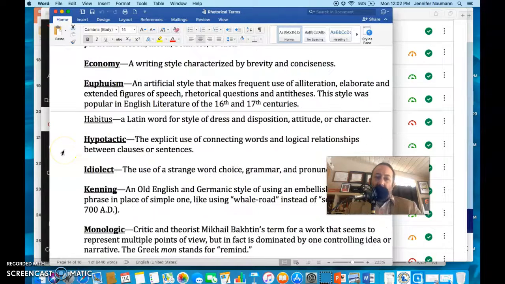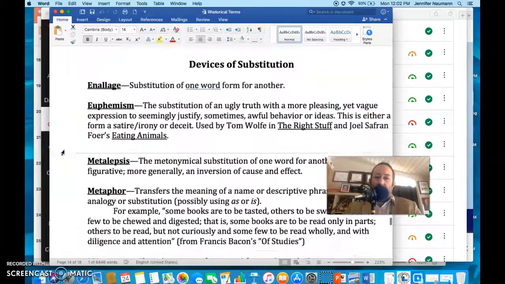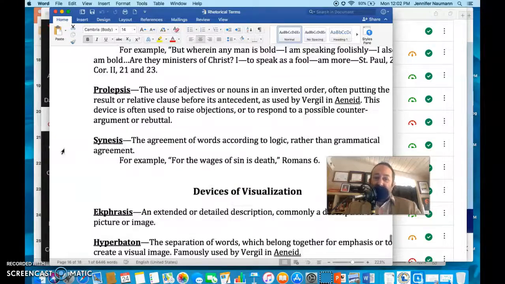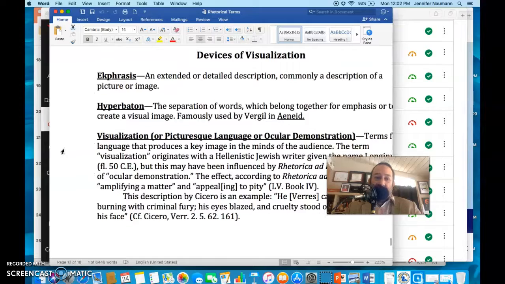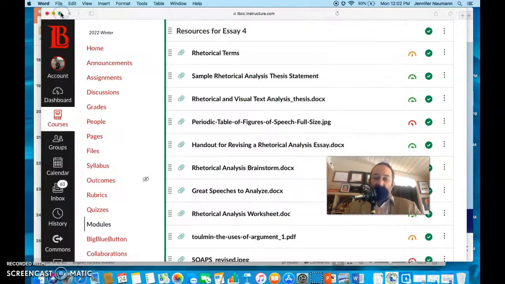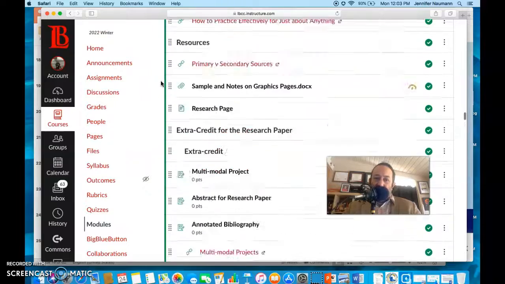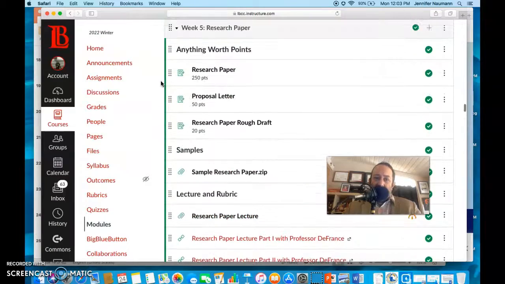Okay, this is taking a lot longer than I had thought. Okay, devices of substitution. I'm gonna skip through these. Okay, so you get to the end. Devices of visualization. So have those by your side as you do the free writes. Let's go ahead and move to that. The free writes for this section.